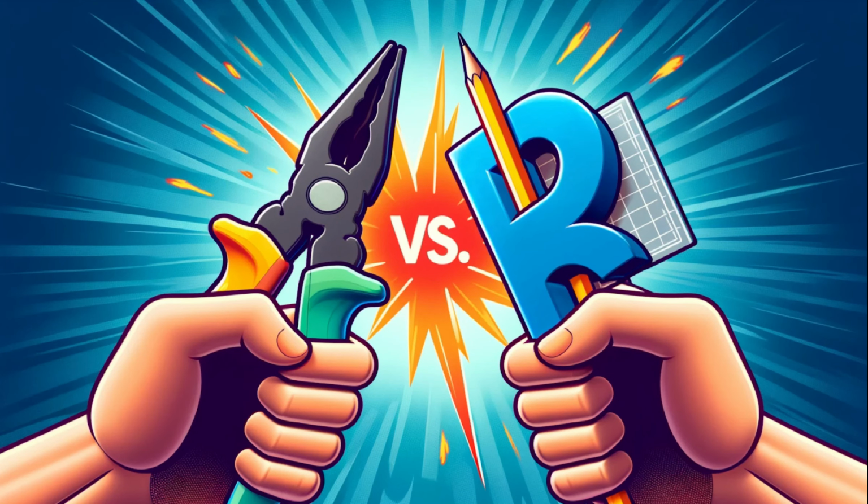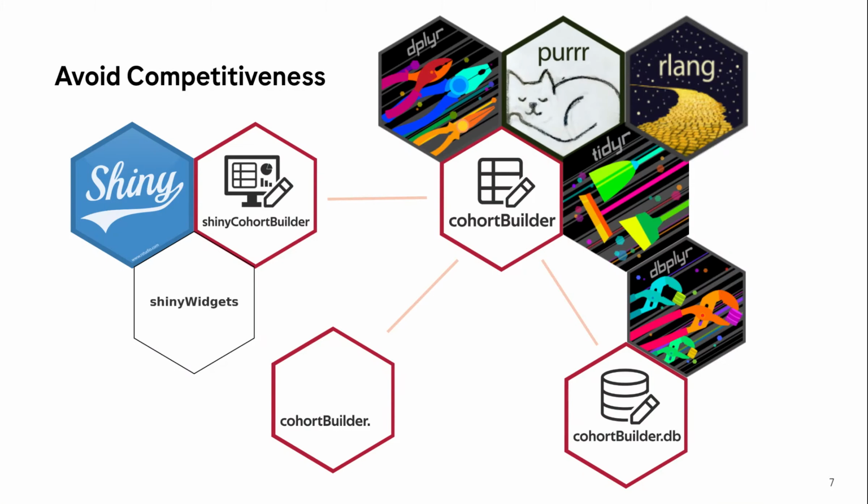For sure, some people will ask, what is the difference between Cohort Builder and the commonly used dplyr? The dplyr is one of the tools that Cohort Builder is using. And Cohort Builder is not another data manipulation tool. It's a layer with the filters' meta information.